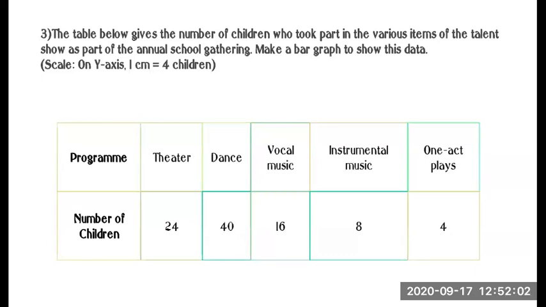In the table, program names and the number of children are given. The first program is theater, there is 24, then dance there is 40, then vocal music there is 16, instrumental music is 8, and one act play is 4. So here all the data are given regarding the program and number of children. So we are going to make a bar graph with this data.